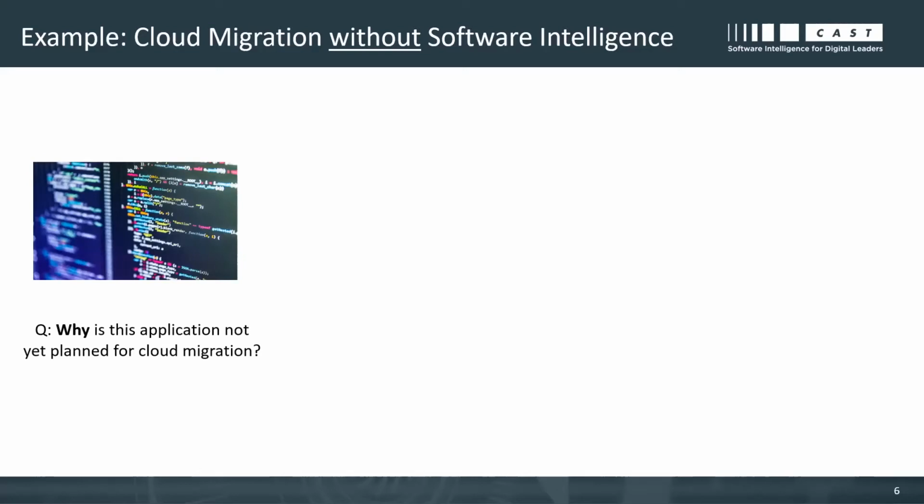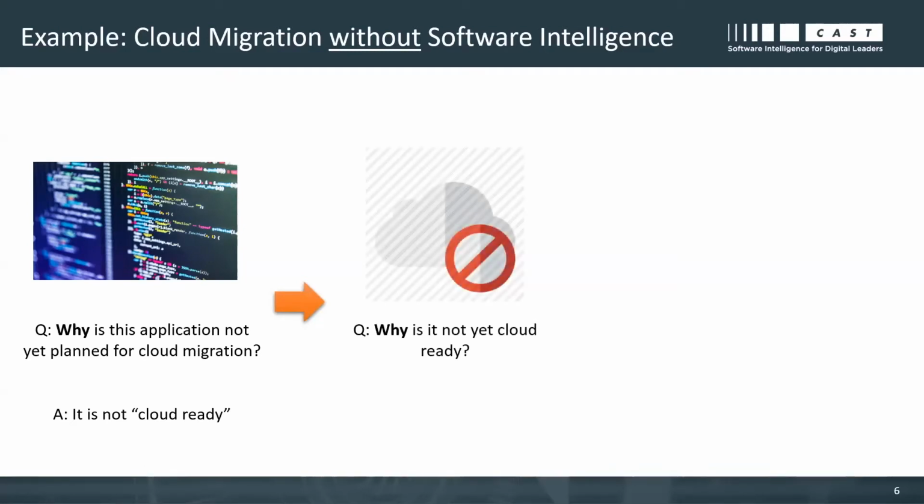An application owner or a technology leader might ask, why is my application not yet planned for migrating to the cloud? And the answer they get is, well, it's not cloud ready. It's not ready to go to the cloud or be cloud native. Okay, so then the next question they would ask is, why is it not yet cloud ready? And the answer you might be able to get out of the teams is, well, it has some blockers in the source code that are going to prevent it from going cloud native. This is the kind of information that you can probably get from teams without having software intelligence.